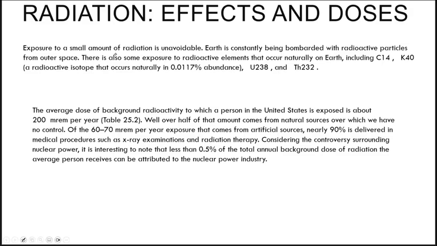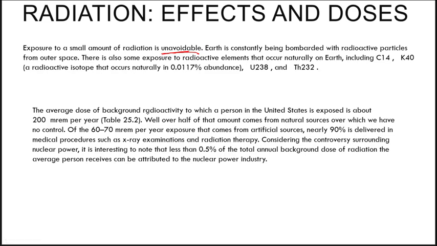Now, exposure to a small amount of radiation is completely unavoidable. Earth is constantly being bombarded with radioactive particles from outer space. There's also some exposure to radioactive elements that occur naturally on Earth, like carbon-14, potassium-40, which is a radioactive isotope that occurs naturally, uranium-238, and thorium-232. For some people, medical procedures using radioisotopes are a significant contributor.